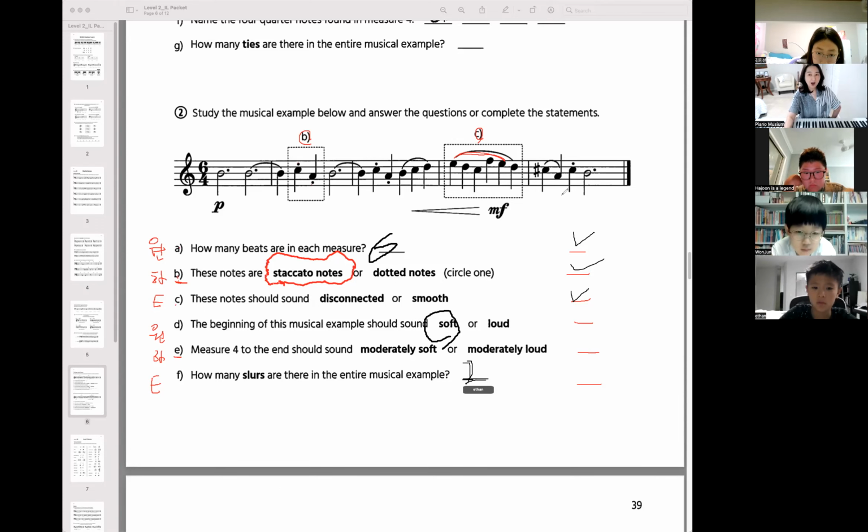Measure 4 here. Measure 1, 2, 3, 4. The dynamic mark. Moderately, F니까. Loud. So it's not this one, but it's 이거지. Moderately loud.